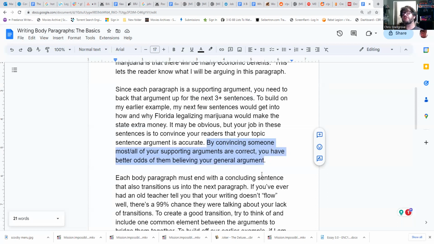Because remember, my overall thing is Florida should legalize recreational marijuana. Not everybody agrees with that. The majority of voters, I guess, do, but not everybody agrees. So I want to try to get as many people on board as I can. So I throw out good supporting arguments. I defend those good supporting arguments, and God willing, the majority of my readers be like, this guy's got a point. I believe him. All right.